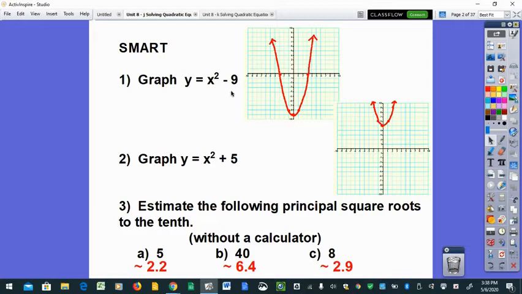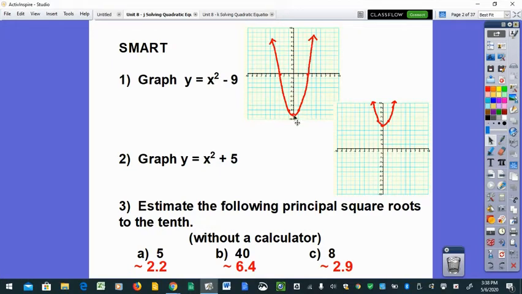You could have found that vertex of 0, -9 by doing the negative b over 2a, but in this case b is 0. So you would have gotten an x of 0, the x-coordinate of the vertex, and if you put the 0 in and squared it, you would get the -9. So negative b over 2a will always give you the x-coordinate of the vertex. It's just not necessary in this case.